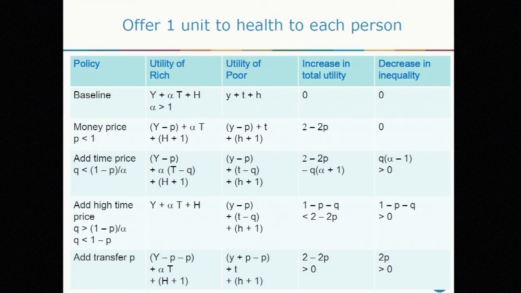So now the increase in total utility is 2 minus 2P, just as in the case with the simple money price with no transfer, but inequality has been reduced by the amount 2P.